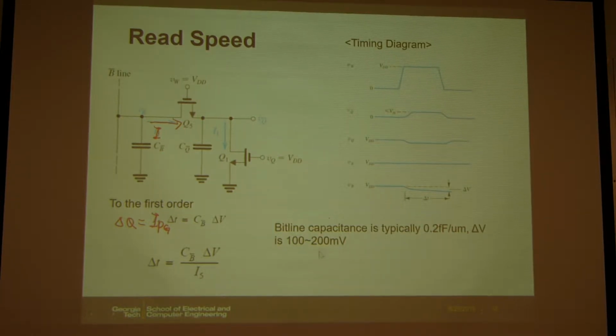And the capacitance of the bit line is typically in this range, 0.2 femtofarad per micrometer. So it depends on how long the bit line is. The longer the bit line, the larger the parasitic cap is. That means for larger array size, you are going to have larger bit line capacitance. And then you can use those typical numbers and run some calculations by yourself.